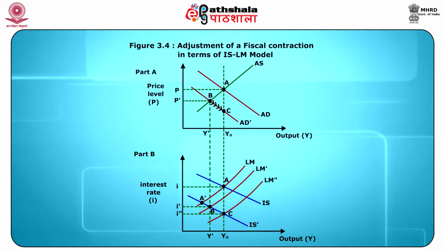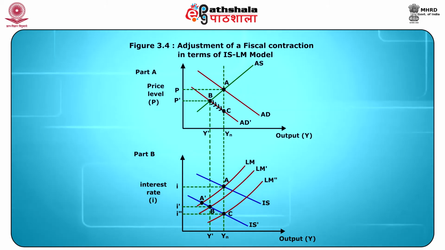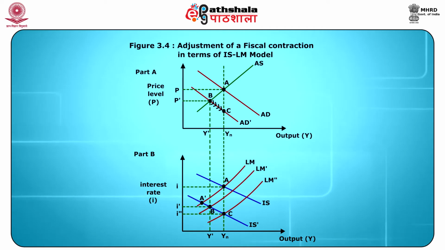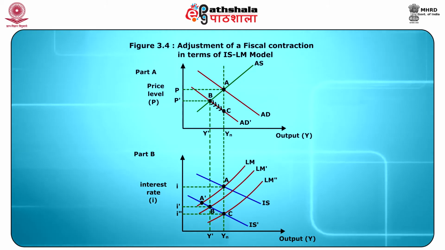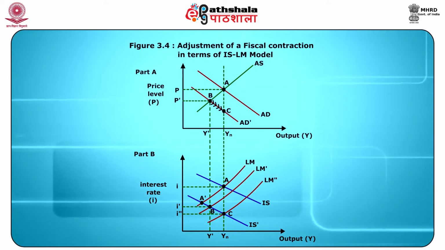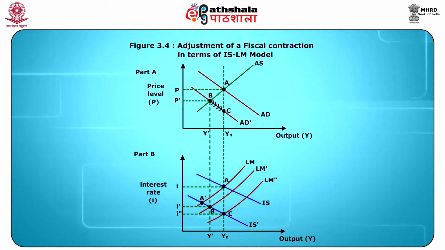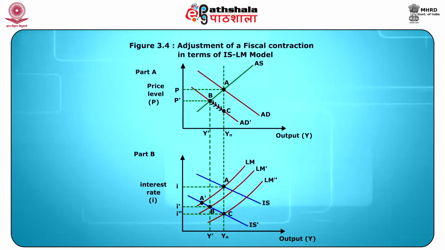As the economy moves along the AD dash due to the shift in AS from B to C shown in figure part A, the real money supply increases due to a fall in price level and the LM continues to shift to the right till the long run equilibrium is reached at C, which lies at the intersection of IS dash and LM double dash.